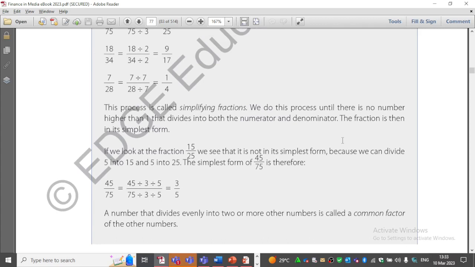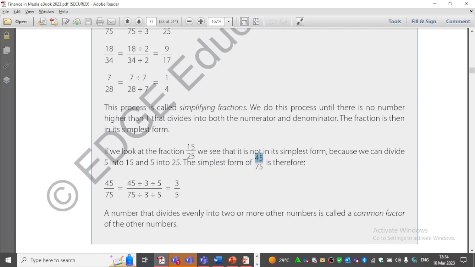So in your textbook, they've shown this activity to say that you have got 45 out of 75. If you want to simplify this, we first start by looking at 45. Can we actually divide 75 by 45 and give what we call a right answer? No, it cannot. So now we move towards what we call our prime factors.